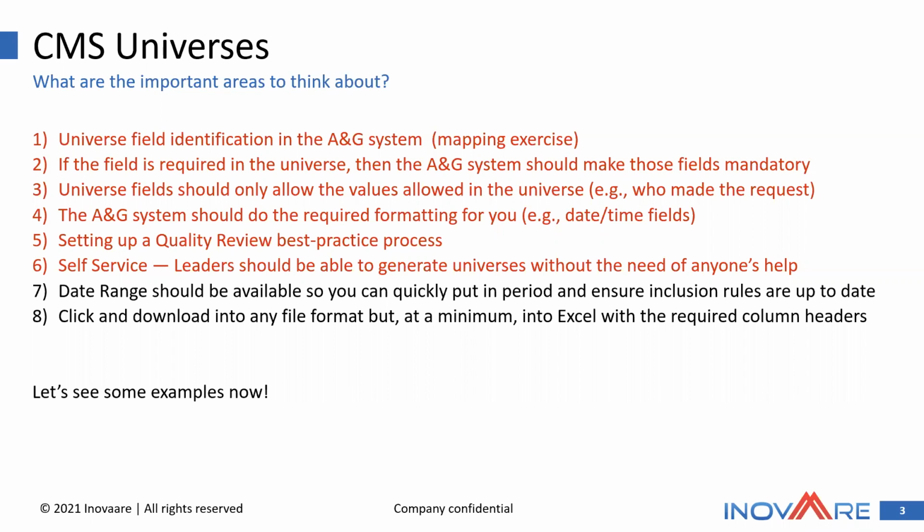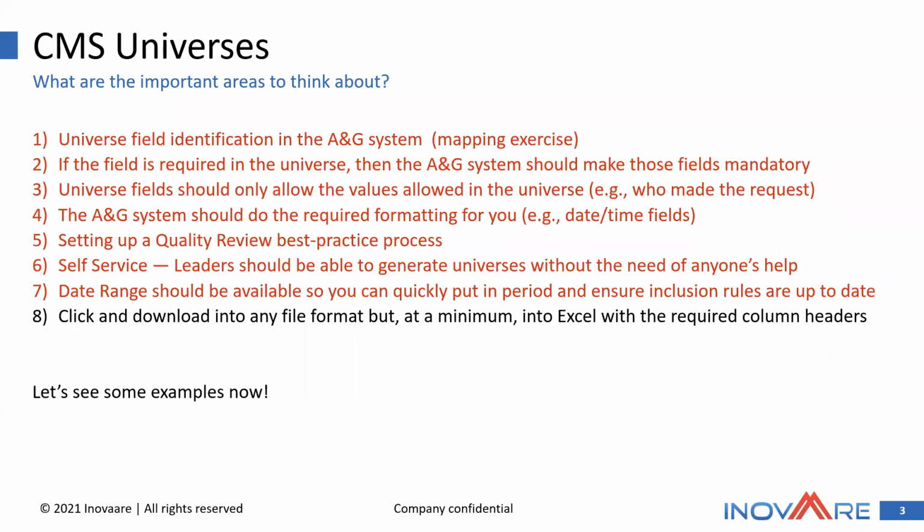The next area that you're going to want to think about is the date range. That should be available to you so you can quickly put in your look back period and make sure all the inclusion rules are up to date. An example could be on the grievances side, right? We're going to want to make sure that the date range is within those look back periods. So all the inclusion rules are going to need to be there.